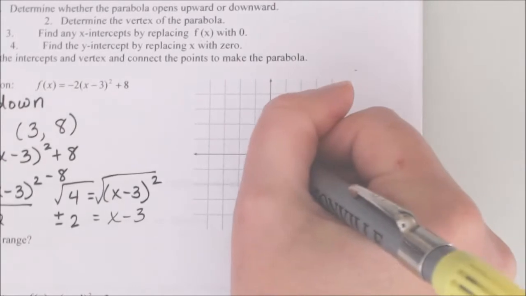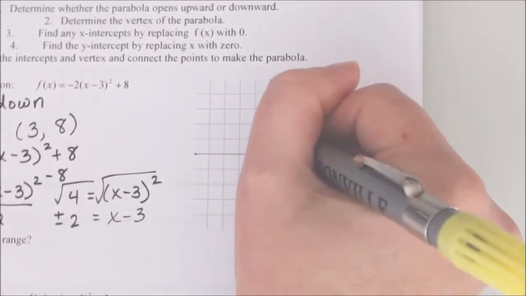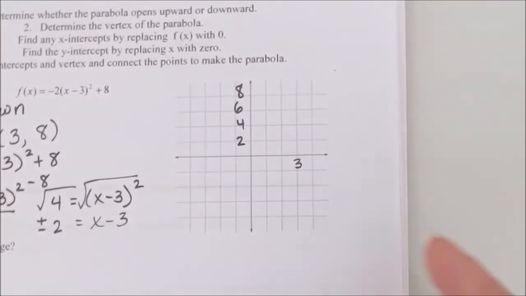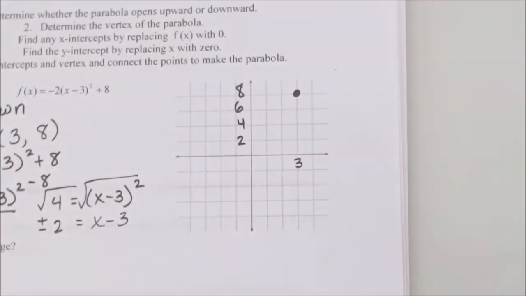I need to go up to 8. So I'm going to count by 2s. I'm going to label it that way so the reader knows that's what I'm doing. So this is 2, 4, 6, 8. You can scale it however you need to. Just make sure you label it accordingly. So 3, 8 is the vertex.